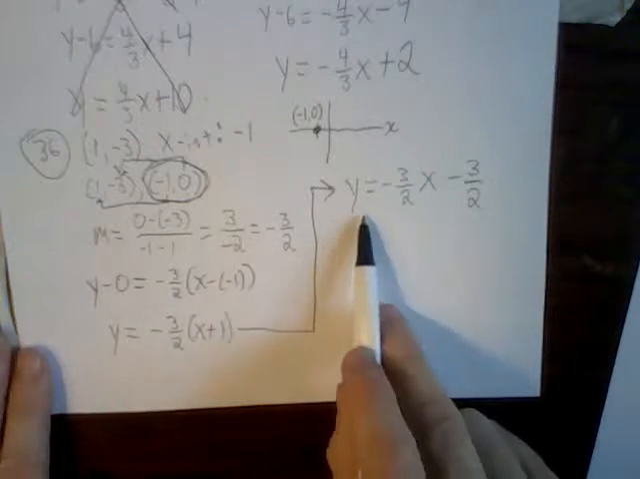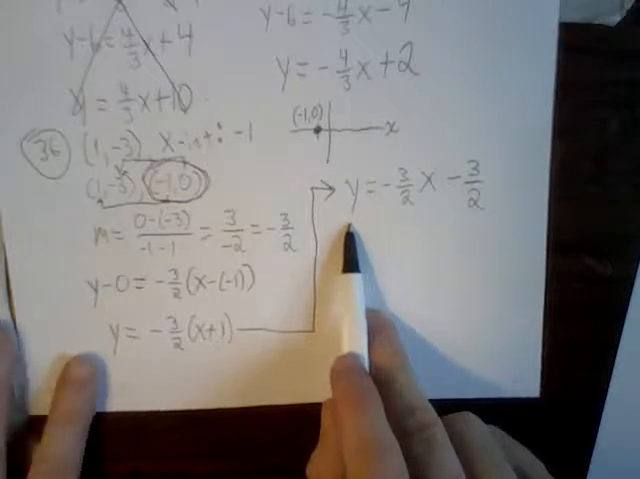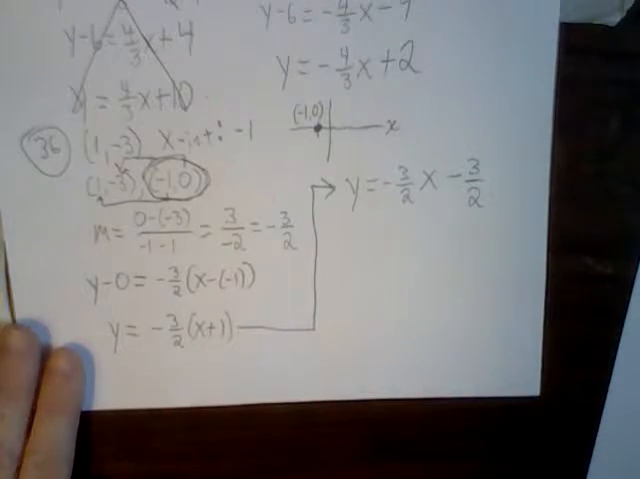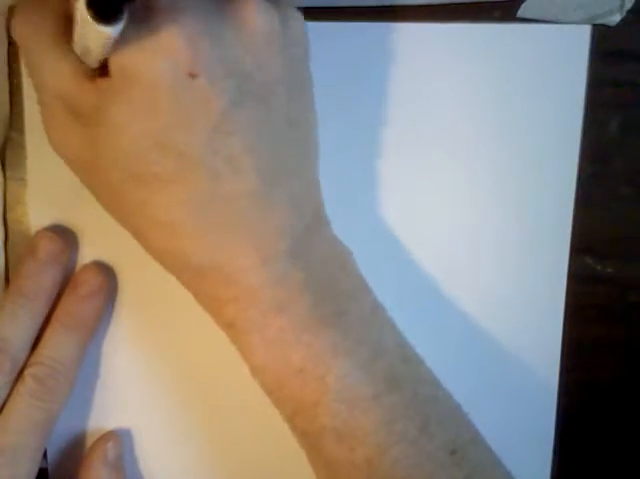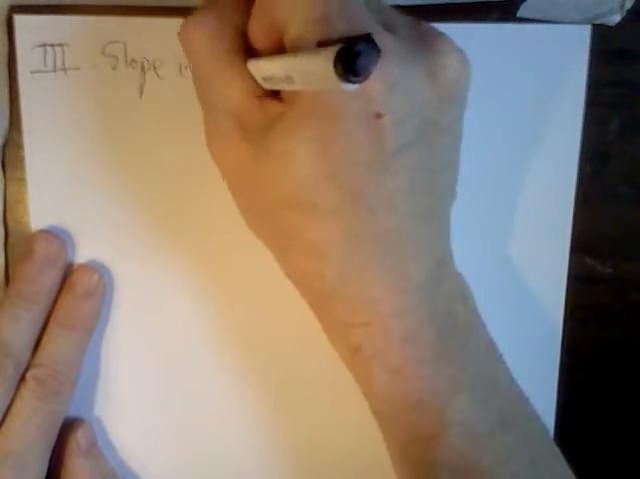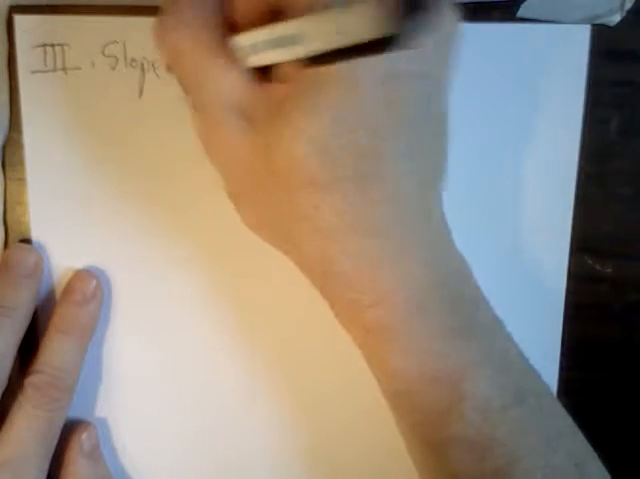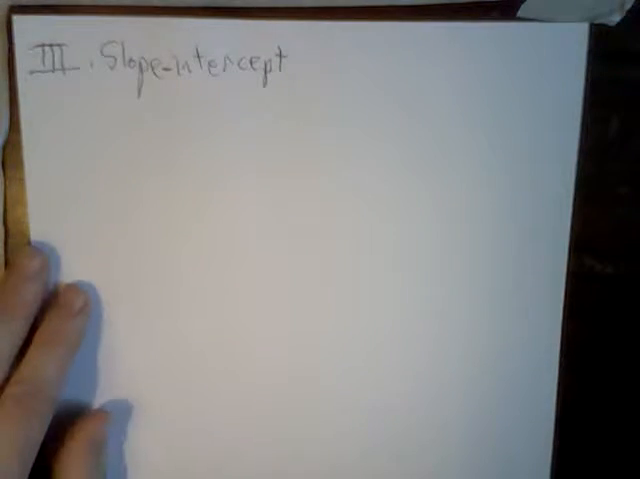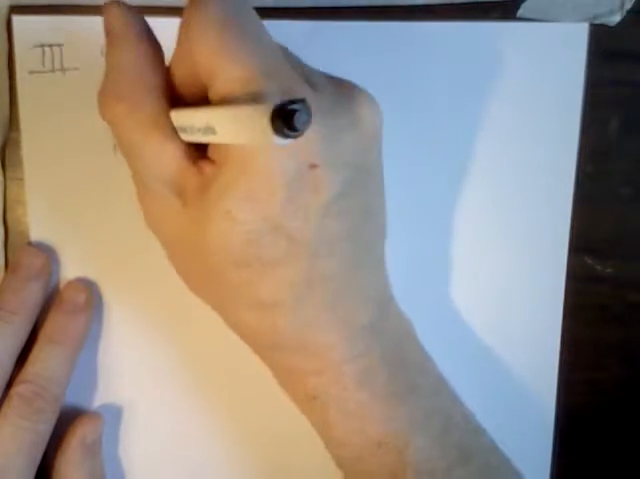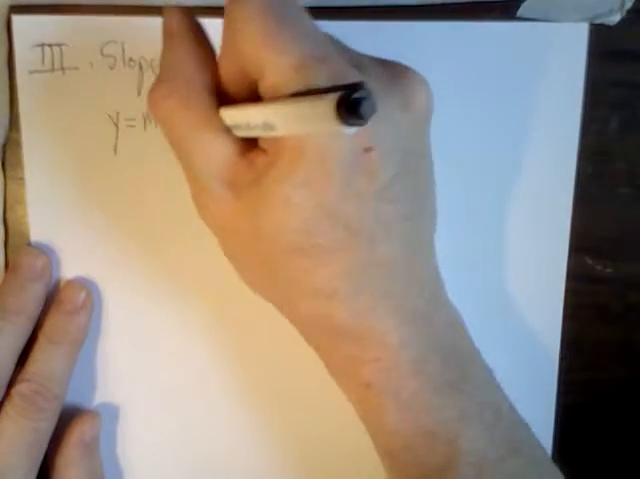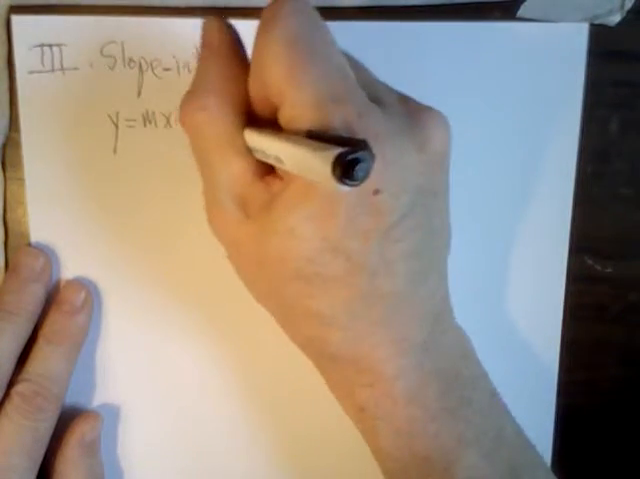This last form then, as I think I noted earlier, is called slope-intercept form, and that's what we want to look at next. Okay, so section 3, slope-intercept form, and the title of the form tells you a lot about the form. It has a slope in it and it has the intercept in it. So this is our form y equals mx plus b.